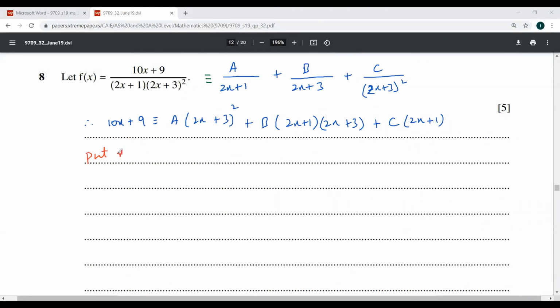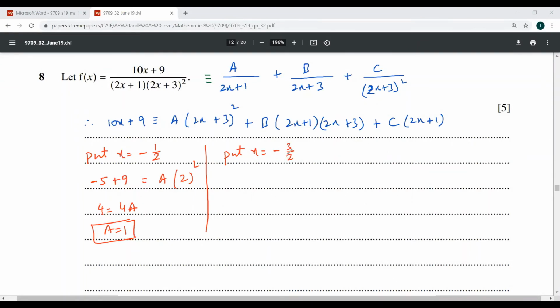So we start by putting x equal to minus half. So we shall put x equal to minus half. So this is minus 5 plus 9. And all of these B's and C's, they are eliminated. We can get this A here. So A into minus 1 plus 3 is 2. 2 square. So this is 4 equal to 4A. And your A is going to be equal to 1. Okay. Next, we put X equal to minus 3 by 2.